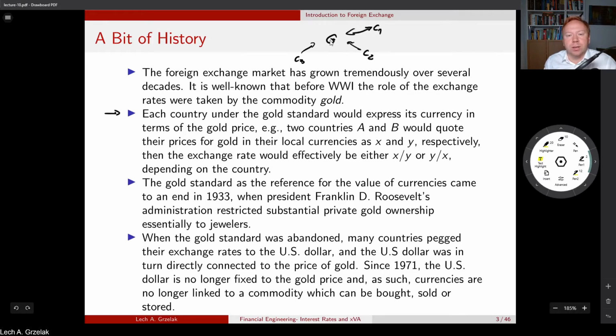So you can see that there was no direct connection between country C1 and C3, but there was gold in between. Here we have gold. Gold was basically the connection between different currencies, and if one country would like to trade with another one, then there was always an amount of ounces of gold that was used in between.